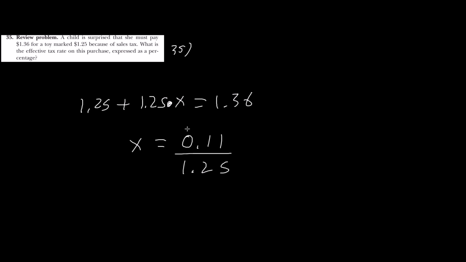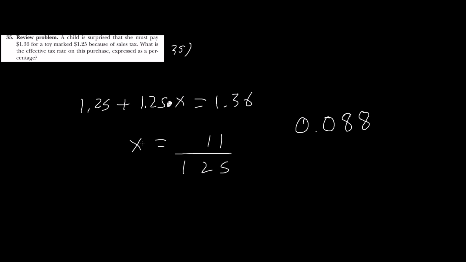Realistically, you could keep the decimal if you want. It's really the same thing. So I'm going to take that and multiply it by 100. So x is going to be specifically the value of 0.088 once you put this in the calculator.